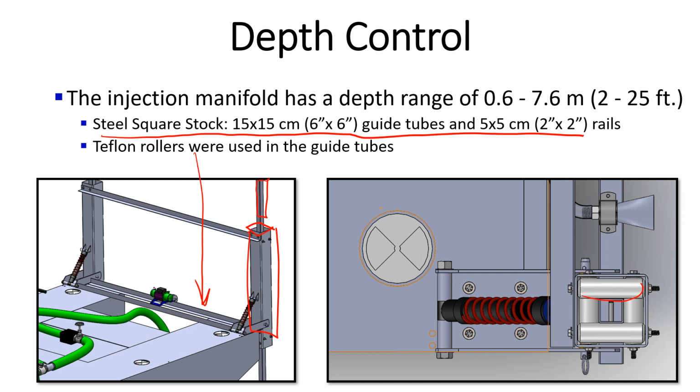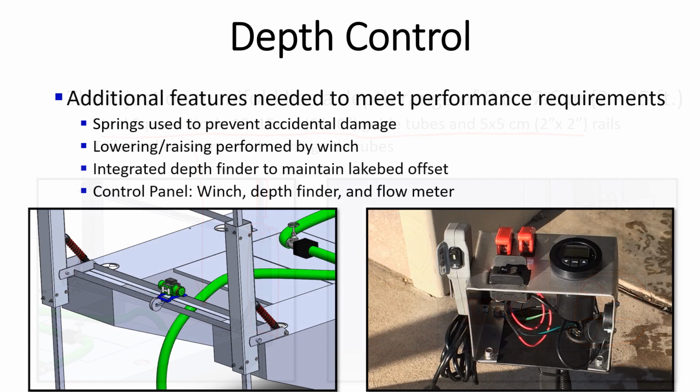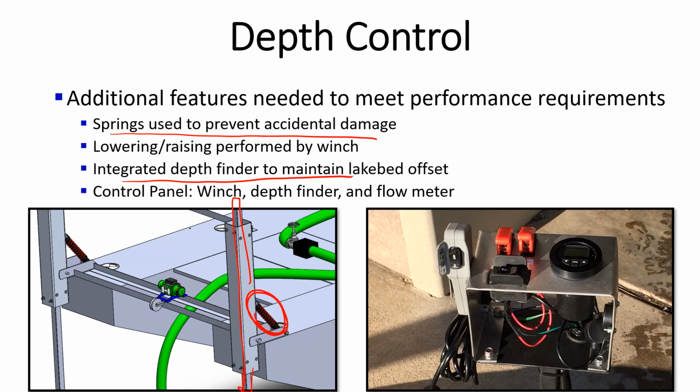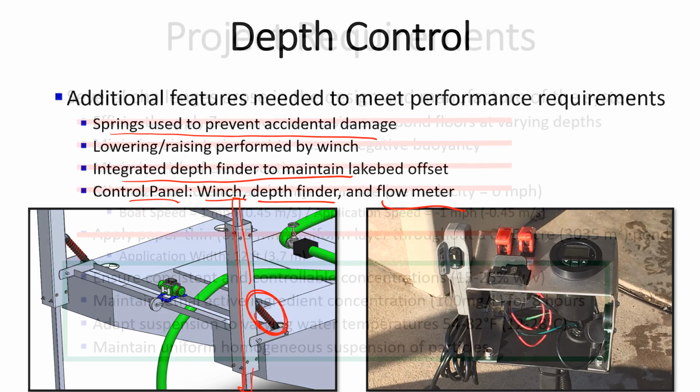We also used an assembly of rollers to ensure relatively low friction repositioning and raising and lowering of the equipment itself. Additional features included springs to prevent accidental damage. Right here, if the bottom of the injection manifold were to bump a rock, the spring shock absorbers would essentially avoid bending the 2 by 2 inch raising and lowering rods. There was also an integrated depth finder to maintain the labeled lake bed offset, and then a control panel which allowed us to control the winch, the depth finder, and the flow meter for single, central control of the distribution system.